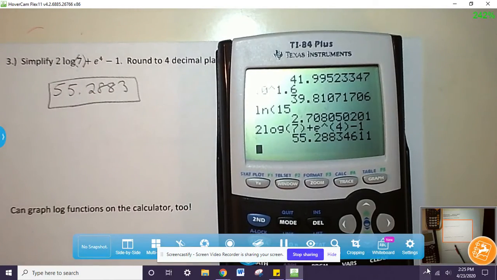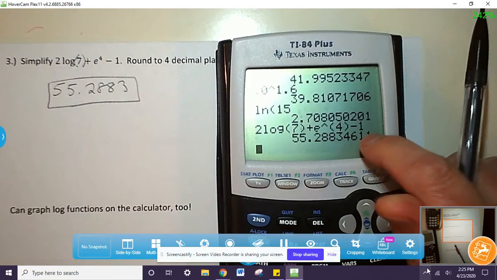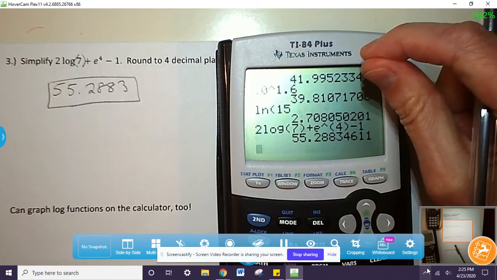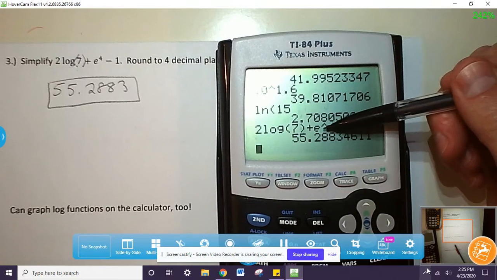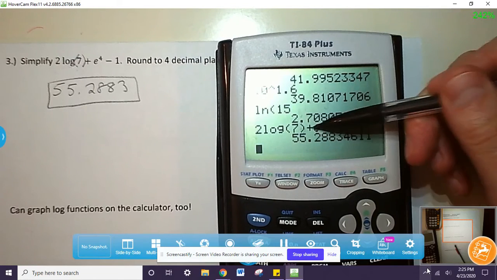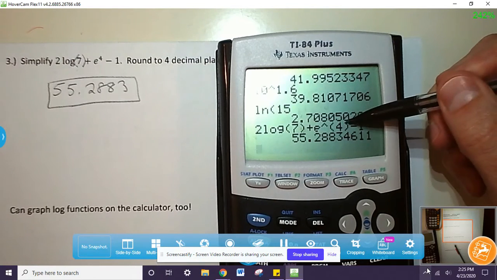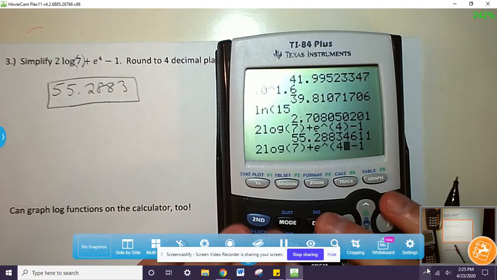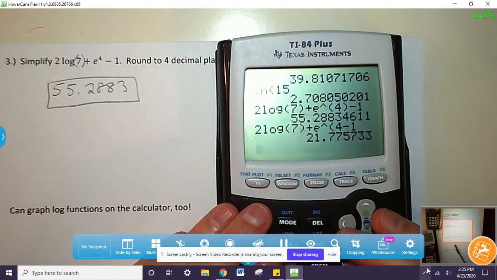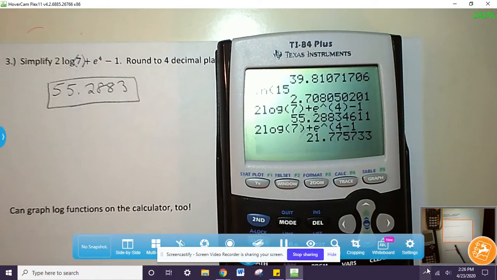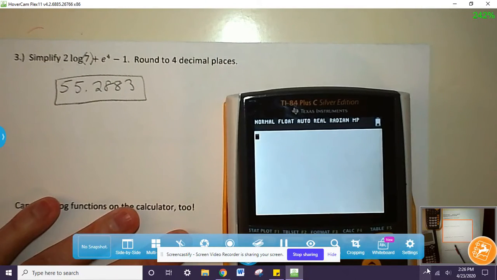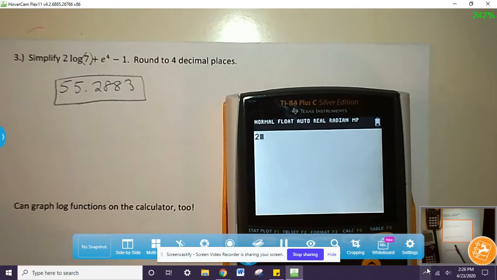If you have a slightly older graphing calculator, it's going to look like this, because when I did e to that power, it doesn't actually show the exponent raised up. It just puts that caret, and whatever's in the parentheses is what the e is raised to. Once again, make sure you close those parentheses before you put that minus 1, because if you don't, you're going to get a wrong answer. And for those of you who have the newer graphing calculator, just to show you, you have 2 log of 7.